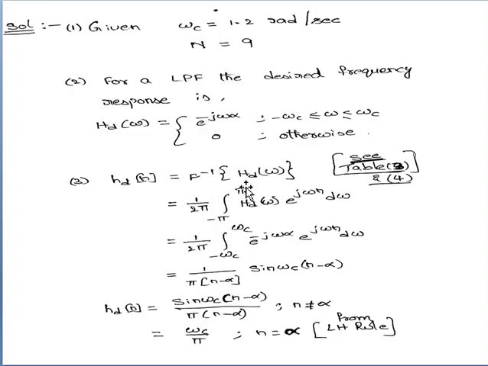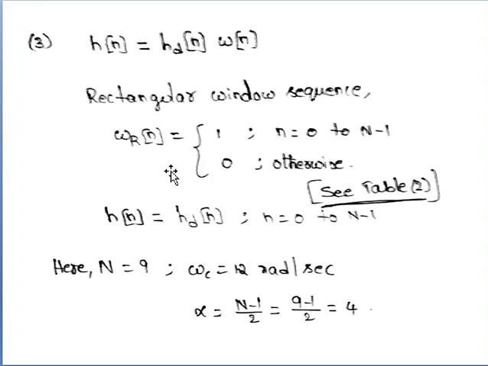Use the rectangular window. So that means here the rectangular window is WR of n, that is equal to 1 for n 0 to n minus 1. Otherwise you may take minus of n minus 1 by 2 to n minus 1 by 2. Here I am taking 0 to n minus 1. So omega r of n is equal to 1 in this duration, otherwise 0. Now what is the h of n here?